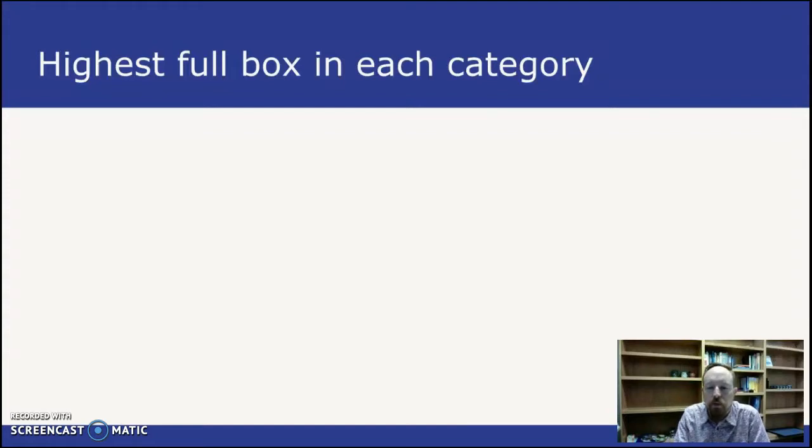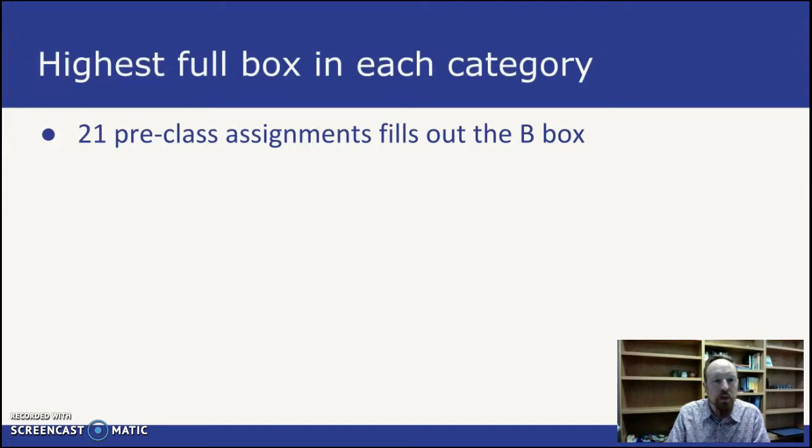Okay, so then what we do, like I was saying, is we look at the highest full box in each of the categories. And then we translate that into the proper number of grade points. So like I was saying, 21 pre-class assignment fills out the B box, and then there's just 1 more in the A box. So you will get 3 grade points for that category, and so on and so forth.